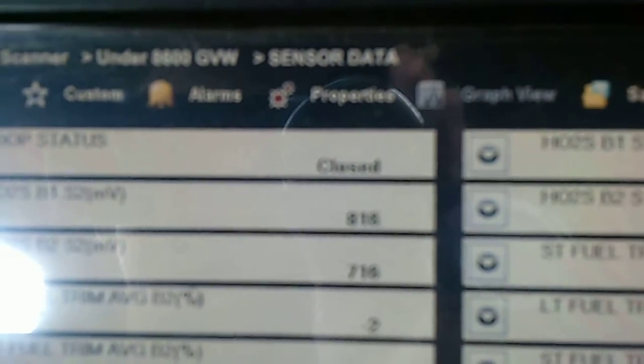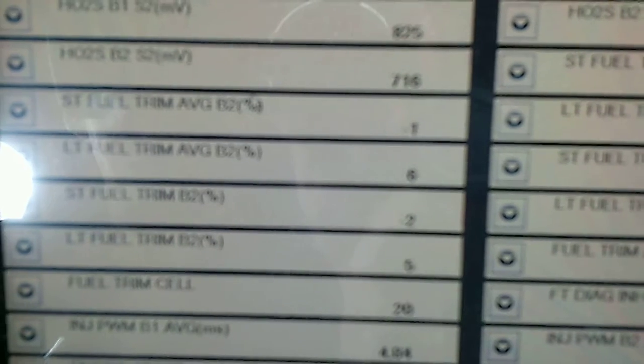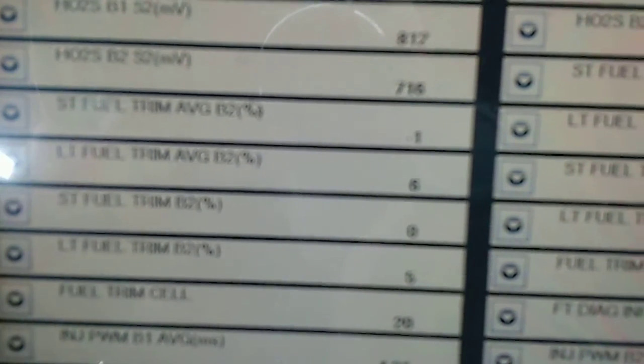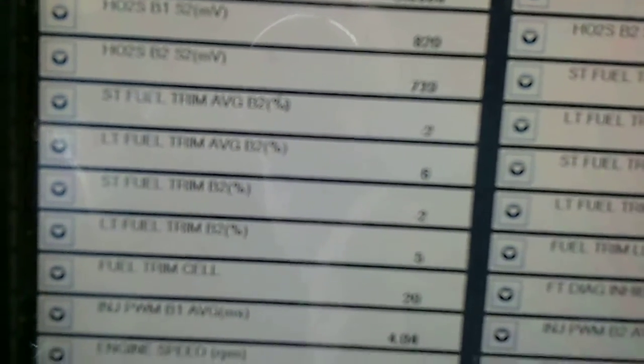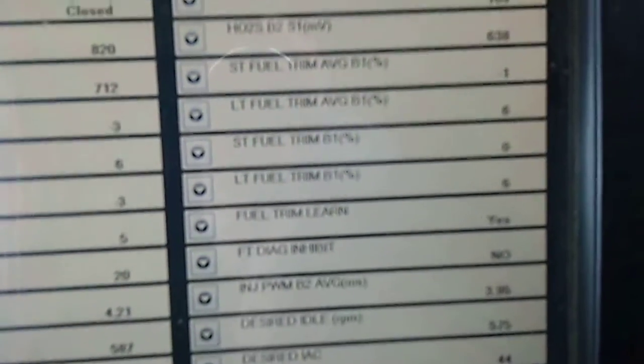Okay, loop status. Notice we're in closed loop now because the oxygen sensor's warmed up. And now you can see the fuel trim changing. If it's a minus, it's removing fuel. If it's a plus, it's adding fuel. It's like a correction factor. So you see a lot of the same stuff, but it groups them differently.